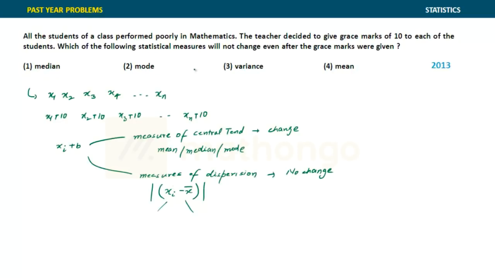So median will change, mode will change, variance will not change, mean will change. So the answer option is 3. That's it, straight away 4 marks. Can you see how simple it was? Straight away 4 marks if you know the table.